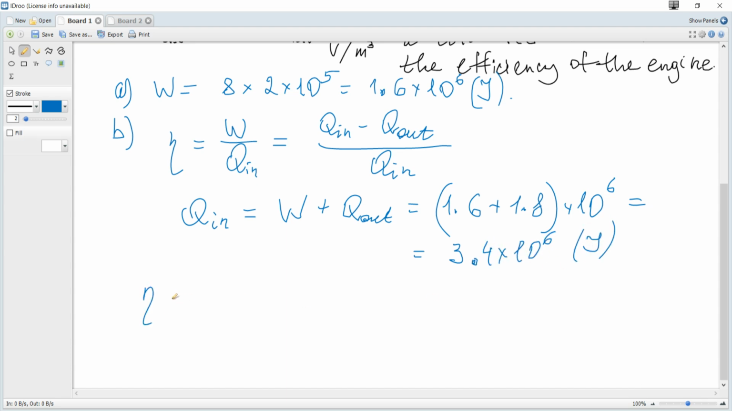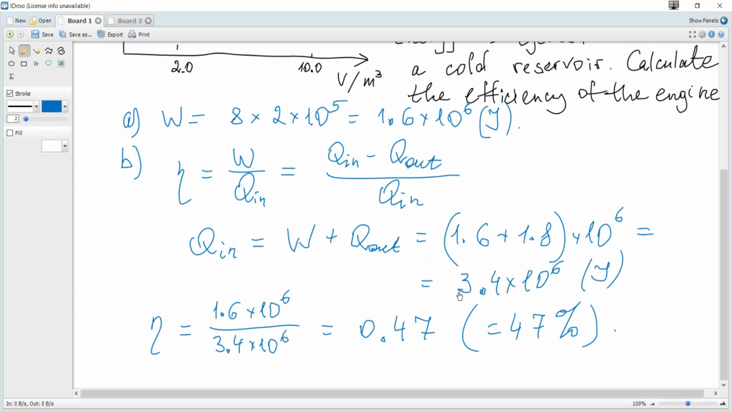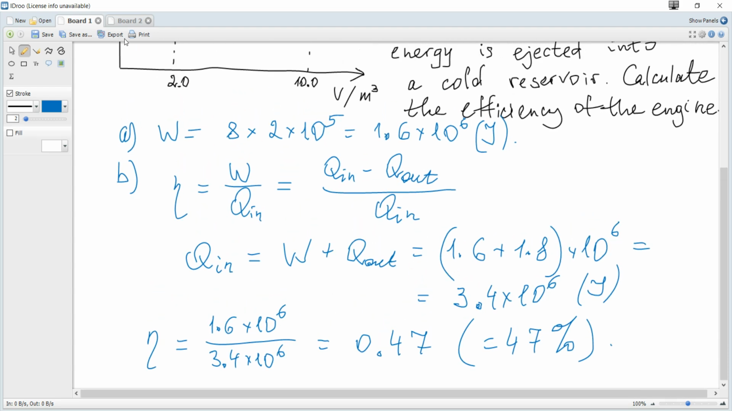Hence efficiency is this work, 1.6 times 10 to the power of 6, divided by Q in, this 3.4 times 10 to the power of 6, and it is equal to 0.47 or 47%, and it's the required efficiency.